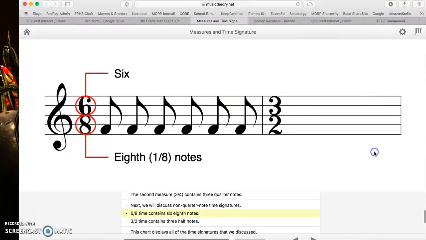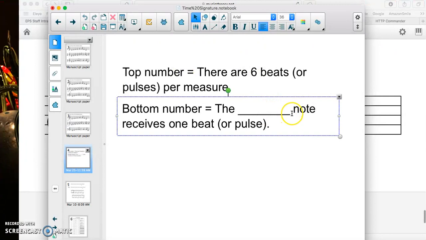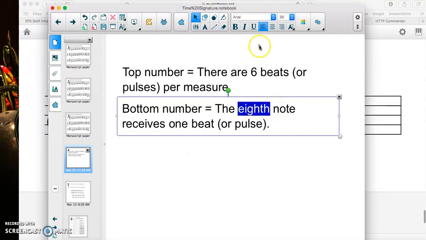So when we go back to 6/8, we've already answered that there are 6 beats per measure. When the 8th note is on the bottom, we say the 8th note, E-I-G-H-T-H, receives 1 beat or pulse.